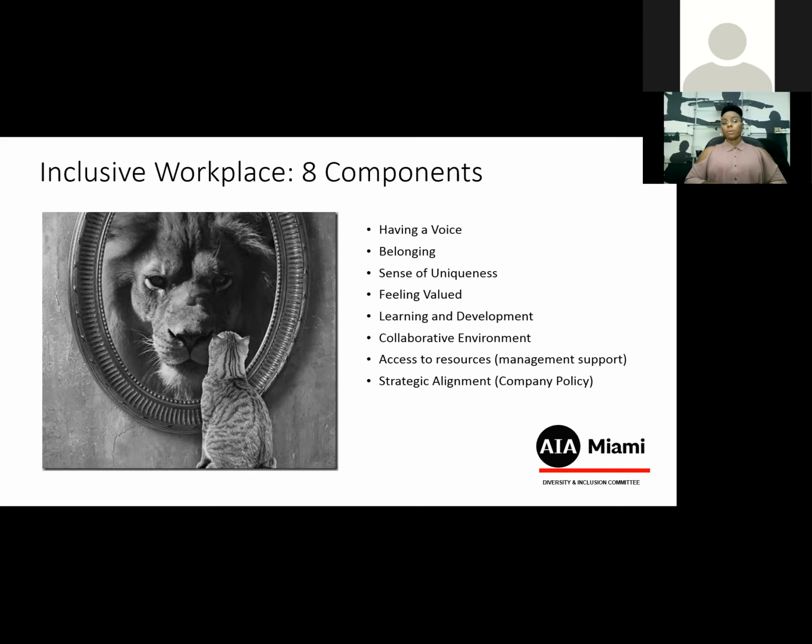Now, there are 8 components to an inclusive workplace. These are just 8, but there can be more. Number 1, having a voice. Number 2, the sense of belonging. Number 3, the sense of uniqueness. Number 4, the feeling of being valued. Number 5, learning and development. Number 6, collaborative environment. Number 7, access to resources. And number 8, strategic environment.